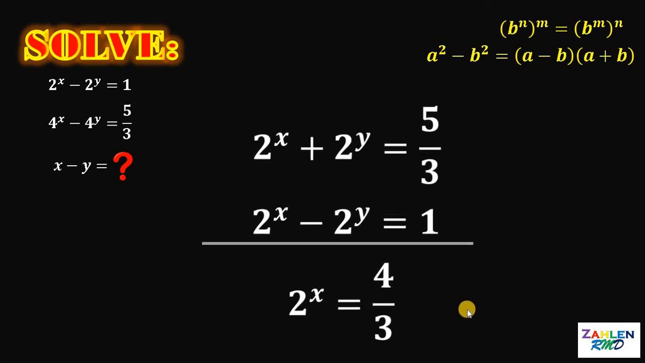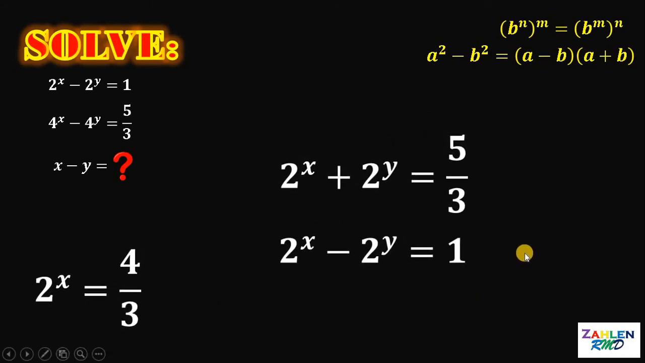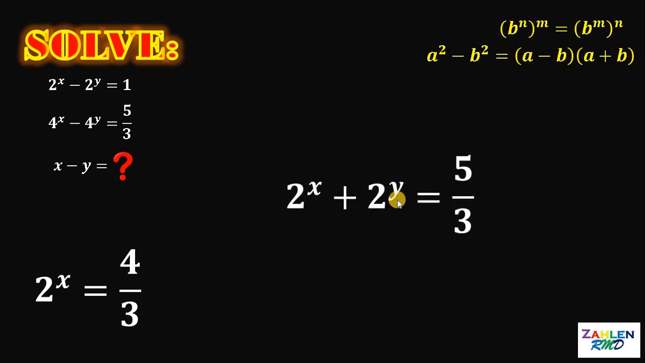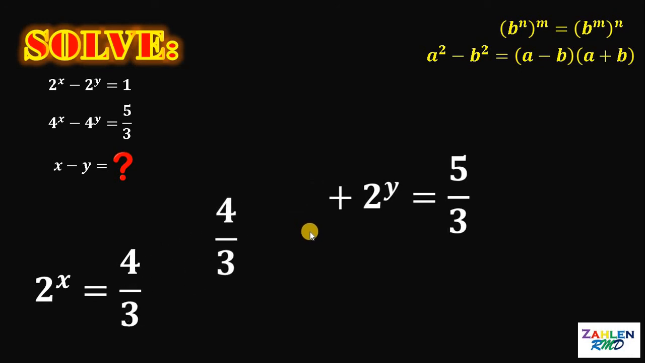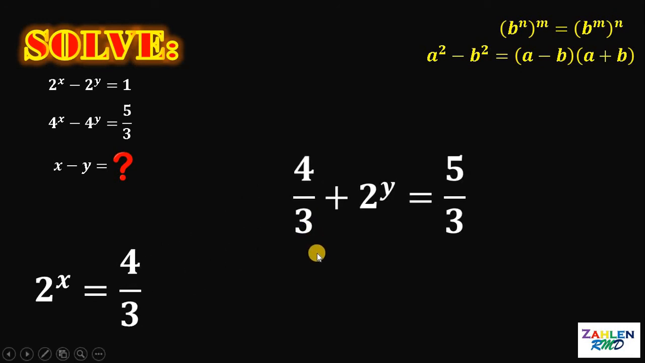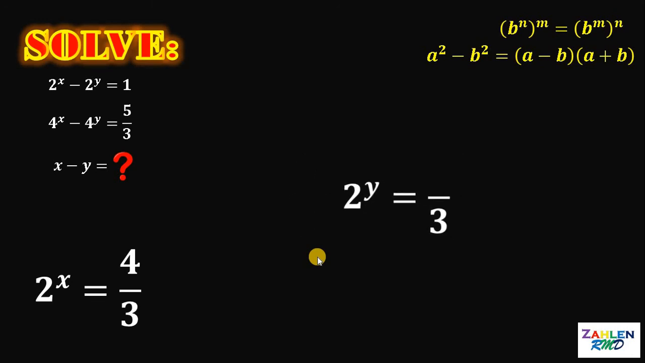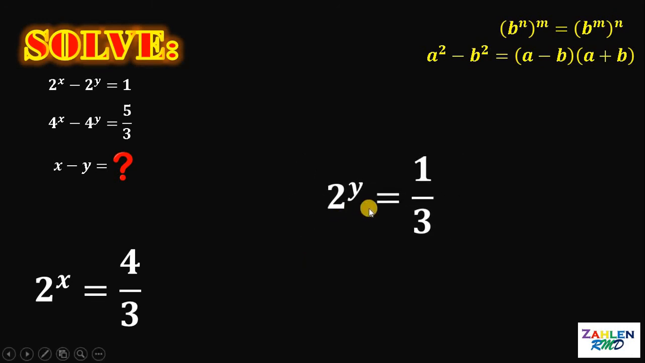Now, let's set aside this result. Let's choose one equation to solve for 2^y. Let's pick the first equation. So, we have 2^x + 2^y equals 5/3. We know that the value of 2^x must be 4/3. Now, subtract 4/3 on both sides. This will give us the value of 2^y as 1/3.